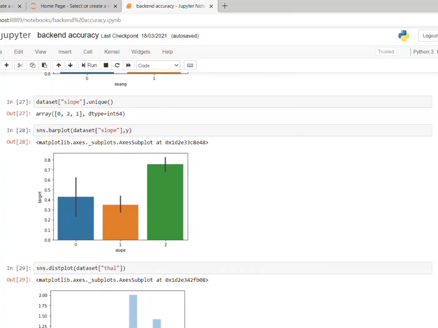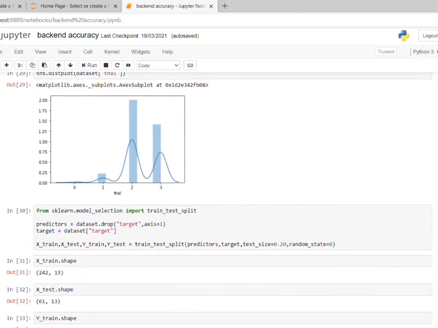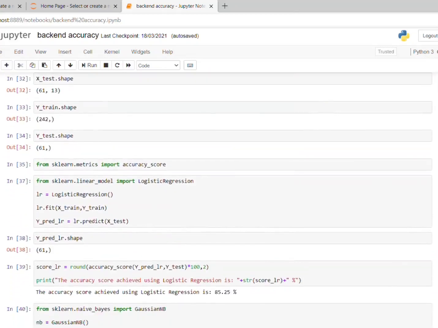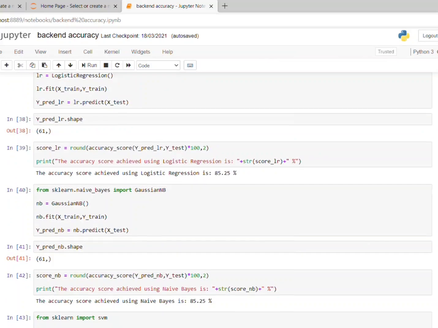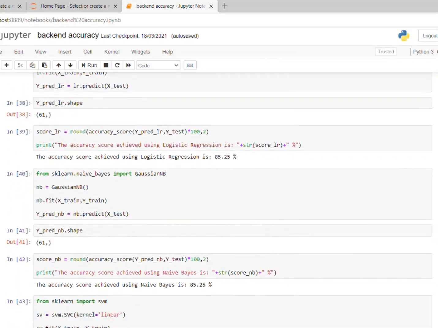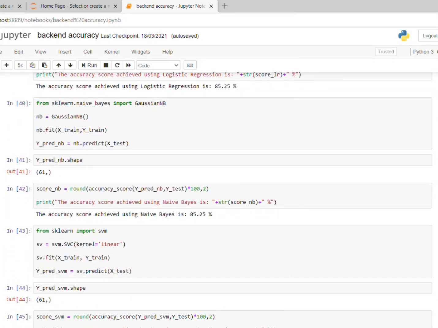And we can easily say that people having slope 2 have much more heart problems as compared to slope 0 and slope 1. And here we have used different types of machine learning algorithms. The first one is logistic regression, and the accuracy score achieved using logistic regression is 85.25%. Next, we have used the naive Bayes algorithm. Here, the accuracy score achieved by using naive Bayes is 85.25 percent.